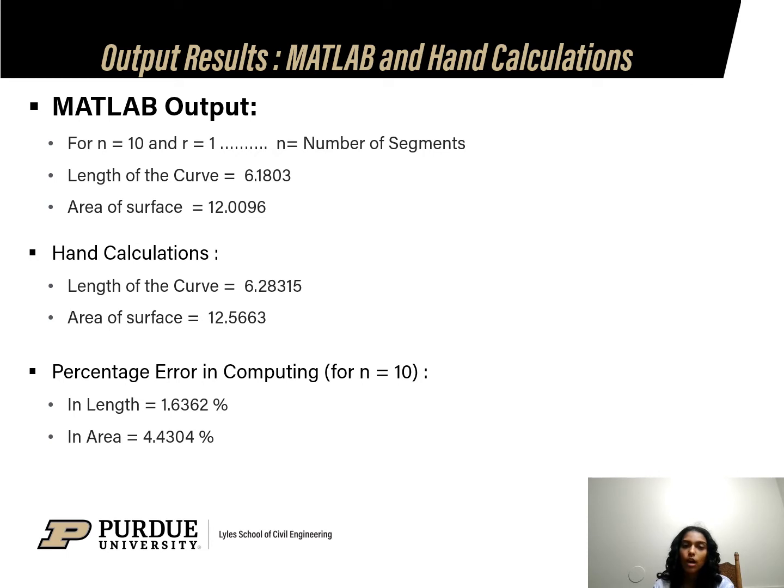There was a percentage error in computing, which is the difference between the MATLAB program computation and the manual or theoretical calculation. So there was a 1.63% difference for the length for n equals 10, and in area there was a 4.4304% difference compared to the actual or manual calculations.